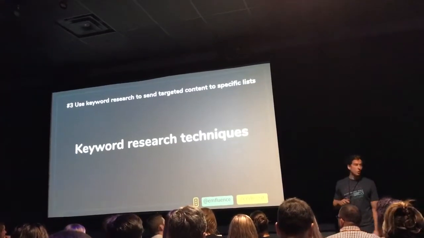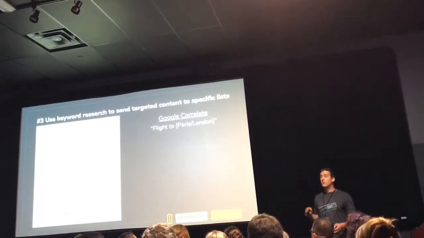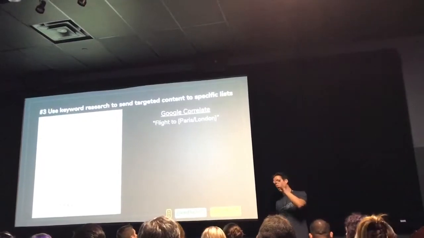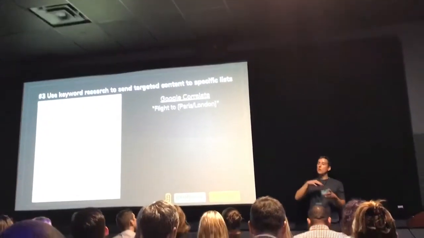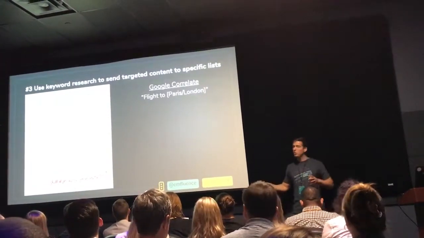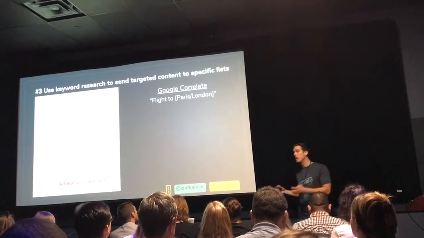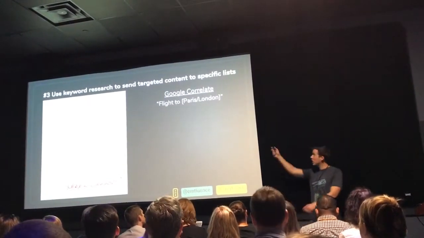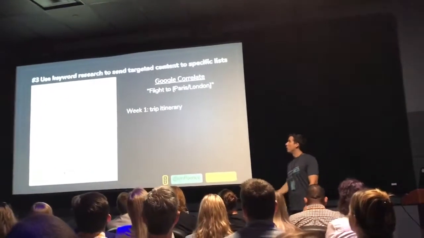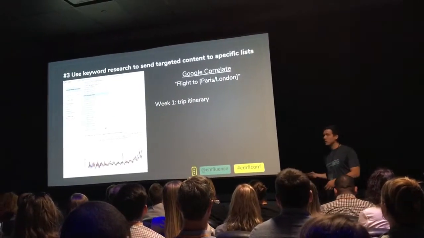So how can you use keyword research to send your targeted list relevant content? A really fun free tool to play with is Google Correlate. How this works is you place a keyword into the tool and it shows you other search terms that have a similar pattern. And the coolest thing about it is you can offset it by a few weeks. So in theory, you're figuring out if somebody searches for X, in 2 weeks they may be searching for Y. So I typed in flights to Paris and flights to London into this, and I actually found some really cool results.